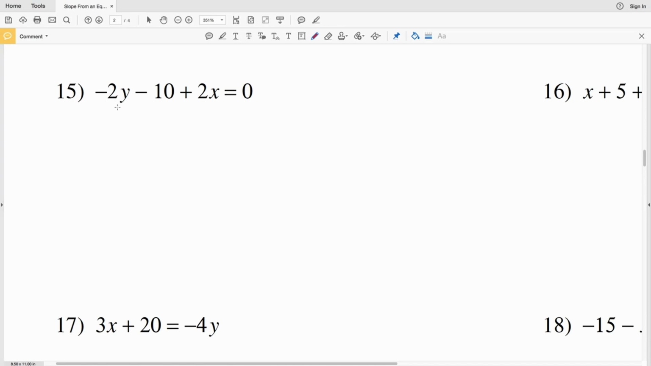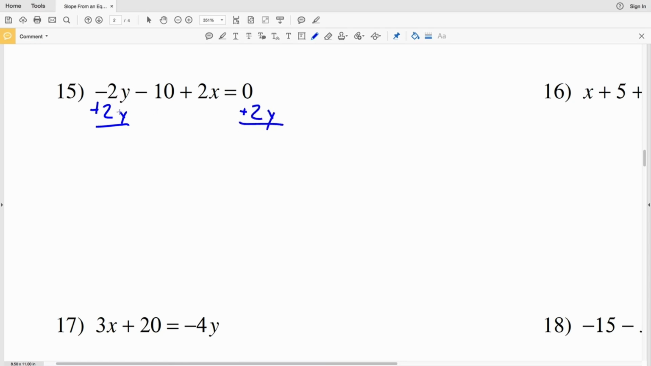So for number 15, we have negative 2y minus 10 plus 2x equals 0. Our goal is still to isolate the y so that we're in slope-intercept form. But instead of moving all of this to the other side, let's just move the y to the other side. So we're going to add 2y to both sides.